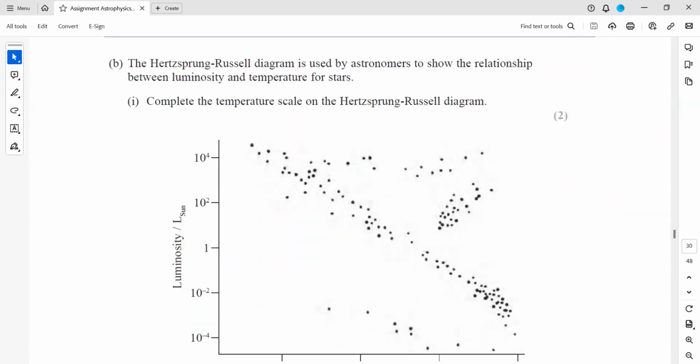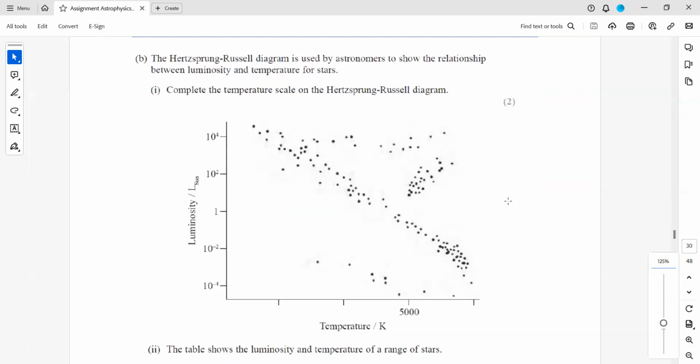Then we have the Hertzsprung-Russell diagram, which shows the relation between luminosity and temperature. Remember, this scale is always a multiple. On this side it will decrease, and on this side it will increase. It will be divided by 2 as we move on. So this will be 2500, and this side multiplied by 2 will be 10,000 Kelvin. This multiplied by 2 is 20,000 Kelvin. So we start with a higher value and then it decreases.